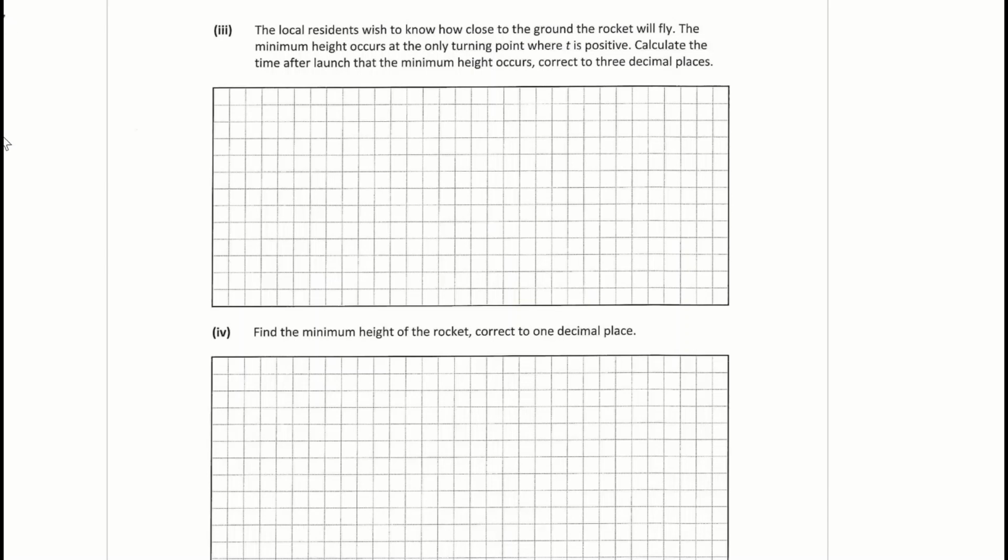Looking now at part 3, the local residents wish to know how close to the ground the rocket will fly. The minimum height occurs at the only turning point where t is positive. Calculate the time after launch that the minimum height occurs, corrected to 3 decimal points. So our key phrase here is turning point. And a turning point on a curve happens when the slope is 0. So that's what a turning point is. And the slope, as we know it, is dy dx, differentiation. So we're basically letting our first derivative equal to 0. That's how we find our turning points.